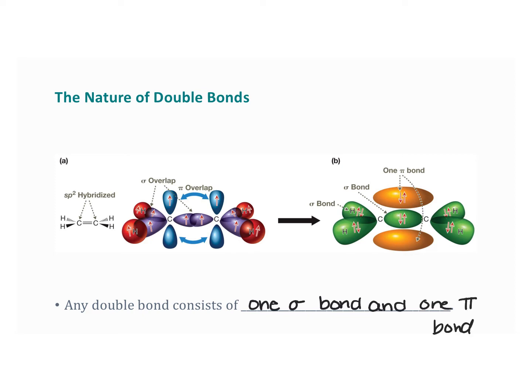You see a double bond? It's got one sigma bond, and that comes from the sp2 overlap, and then one pi bond, and that comes from the p orbital overlaps. And so that's what we see.